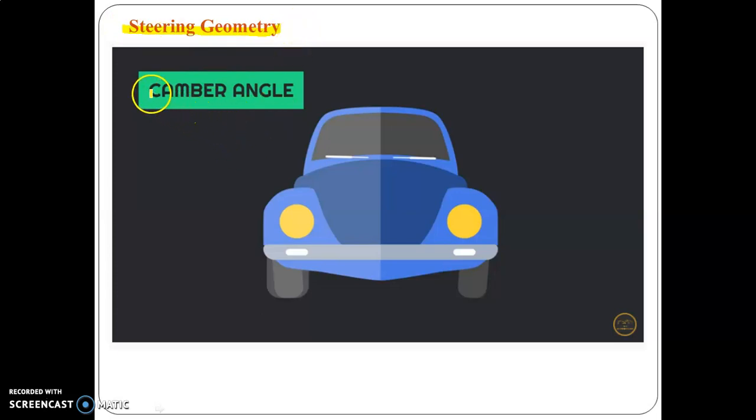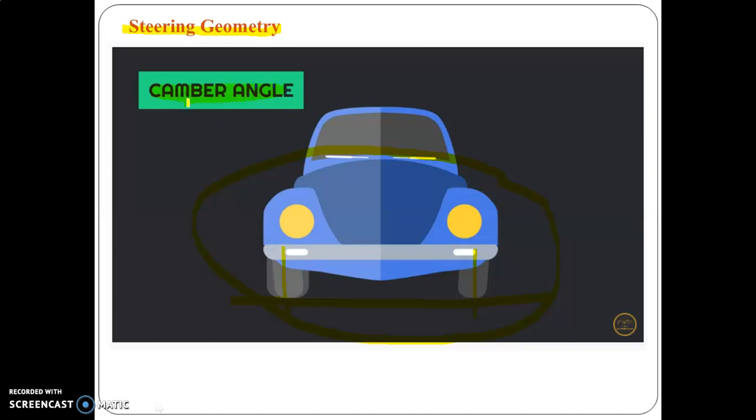So let's start with the camber angle. So as the position of the car is shown in this slide, you just observe the positions of the wheels, how these are on the road surface, these are straight or these are in some angles. So these positioning of the wheels onto the road, these are termed as the camber angle.